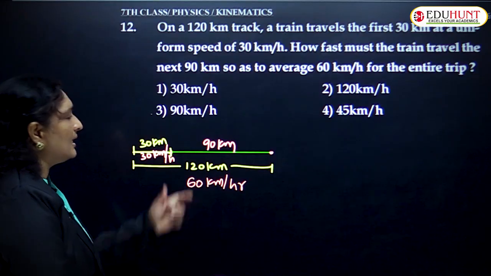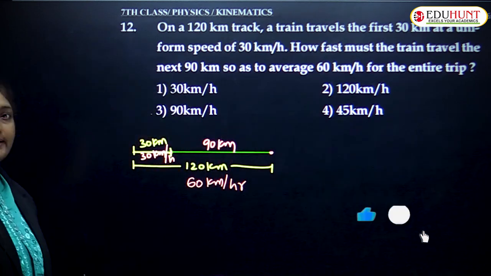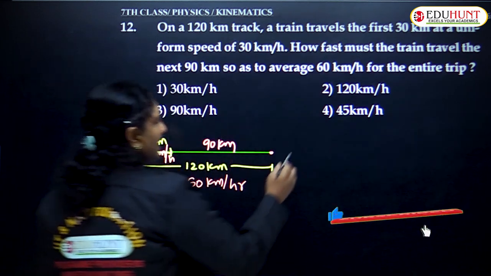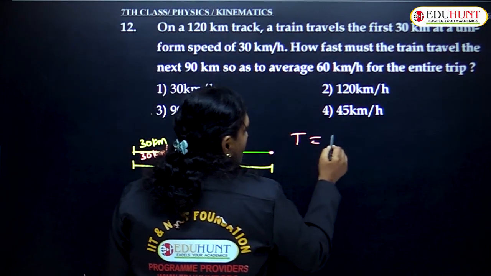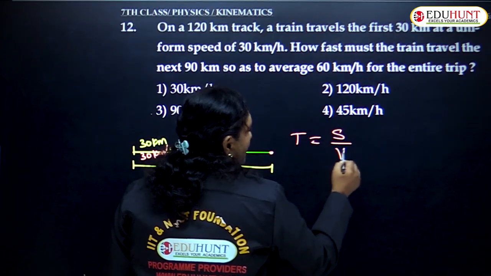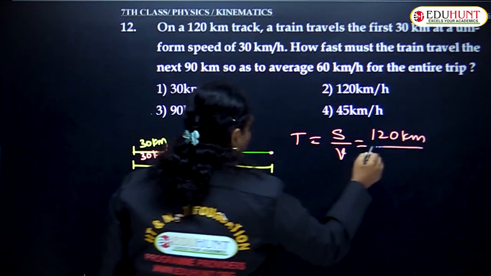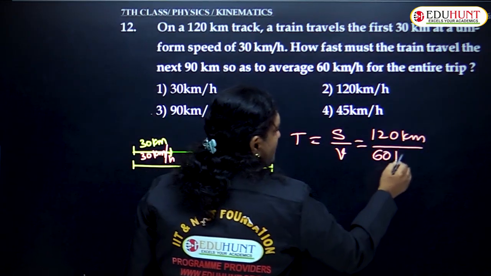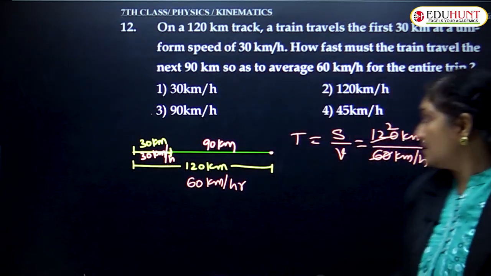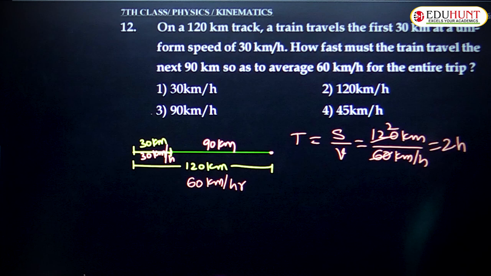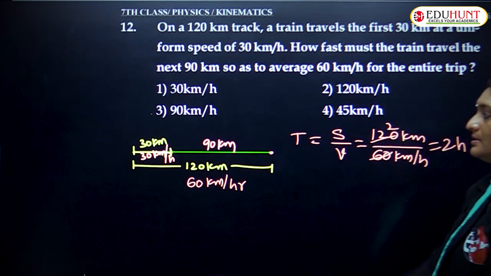So what would be the total time, children? Yes, we know that speed is equal to distance by time, or time is equal to distance by speed. So in order to find the total time, T is equal to total distance by speed. What is the total distance? 120 kilometers by speed, which is 60 kilometer per hour. So 6 2s. Hence your answer is 2 hours. The total time to maintain an average speed of 60 kilometer per hour is 2 hours.